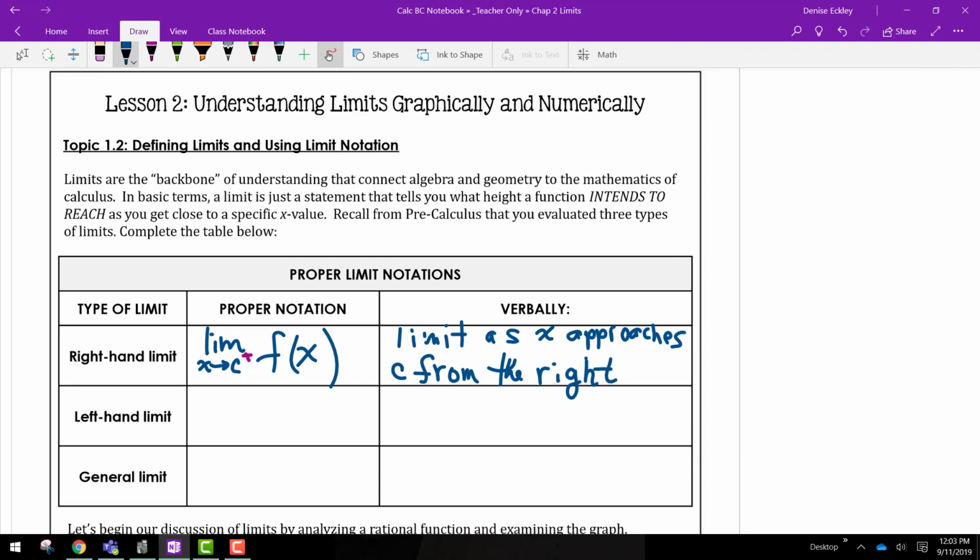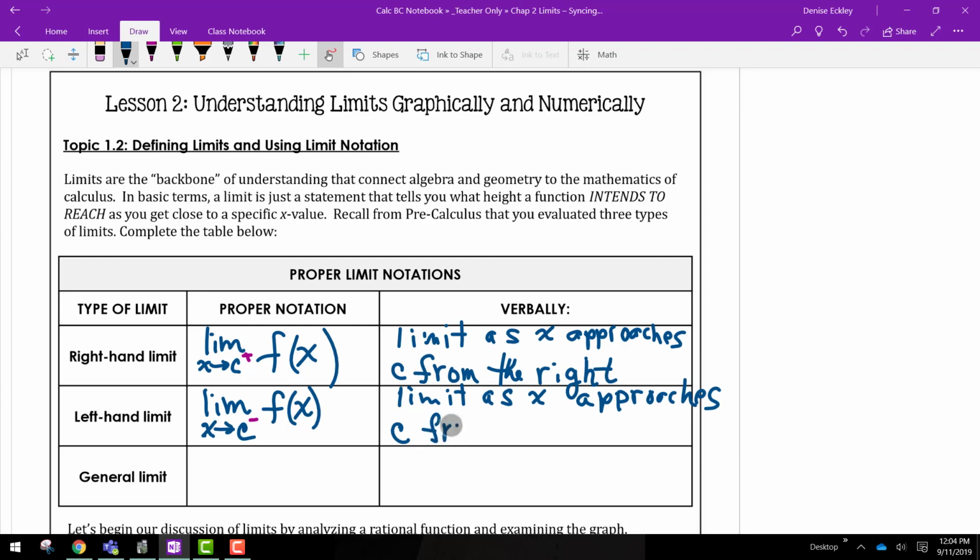So the left-hand limit is going to look very much like this one. We're going to start out with our limit notation. Then as x approaches, we use an arrow, C. And then in the upper left, we're going to put a negative sign that indicates from the left of the function. So verbally, we're saying the limit as x approaches C again, from the left.